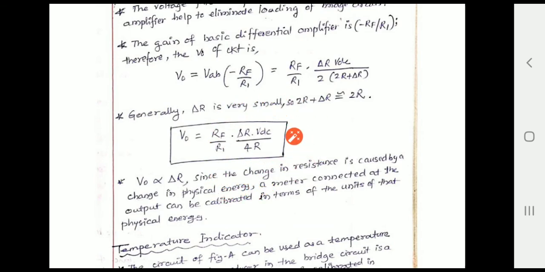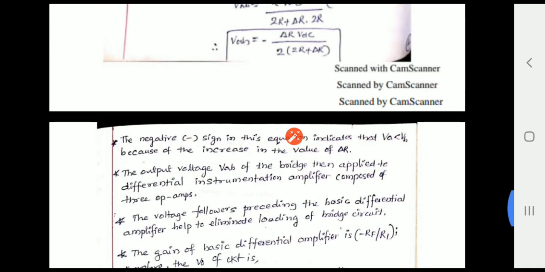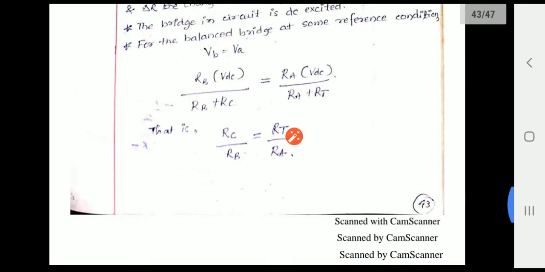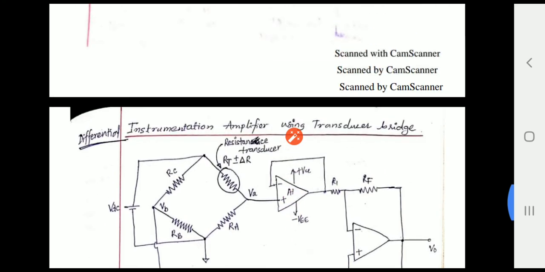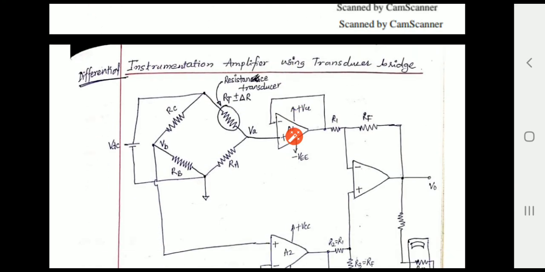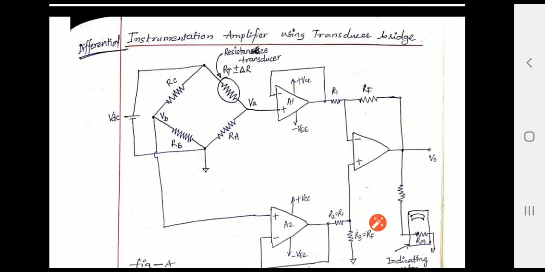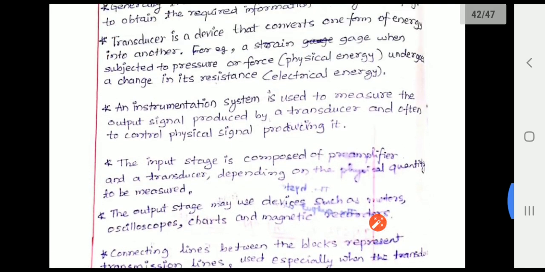Okay, so this is about the instrumentation amplifier. A simple explanation using the internal circuit diagram of the op amps with the Wheatstone bridge and output stage meter.